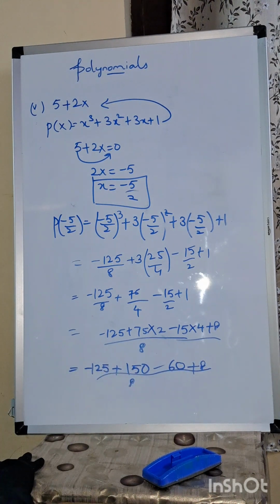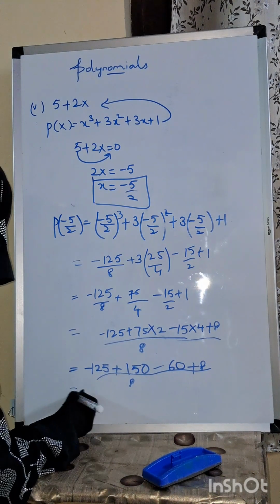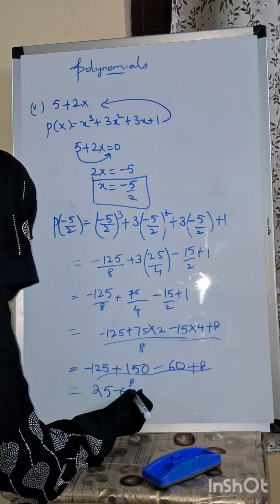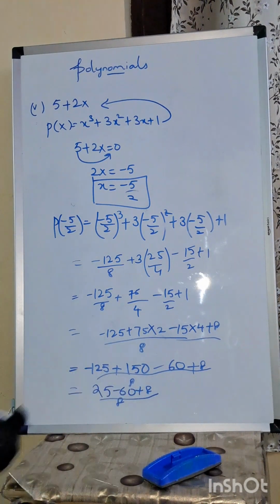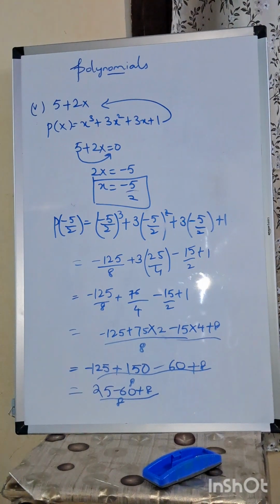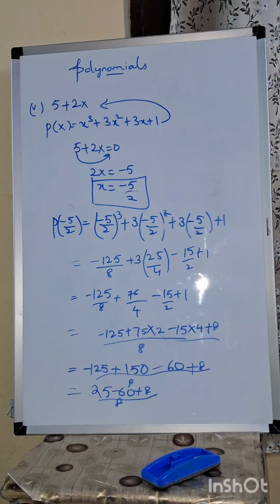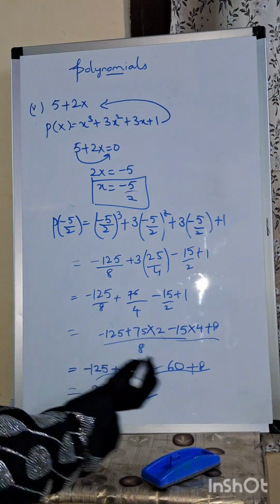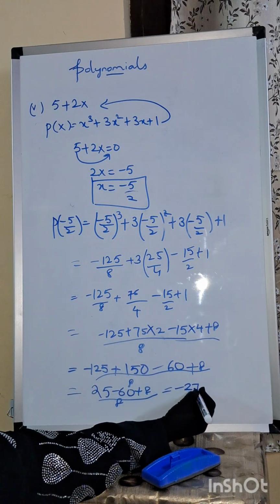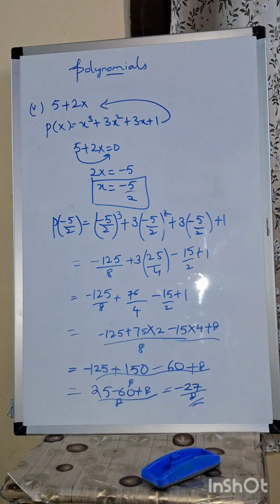Okay, so we have to do simple calculation. Minus 125 plus 150 is how much? 25. 25 minus 60 plus 8 divided by 8. Yes. So 25 plus 8 is how much? 33. 33 minus 60 is how much? Minus 27 by 8. So your answer is minus 27 by 8. Okay. This is nothing but the remainder when it is divided by 5 plus 2x.